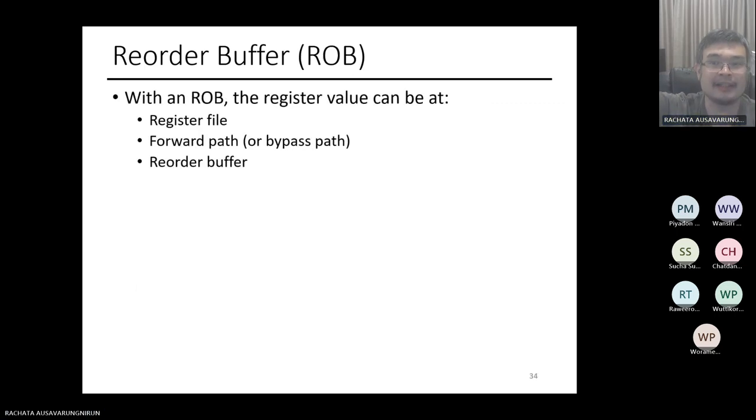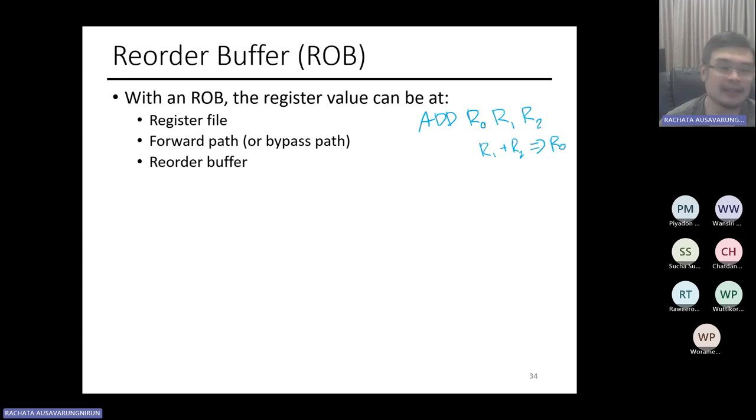All right. So with the reorder buffer and data forwarding and pipelining, now let's say the input to the instruction is add R0, R1, R2, which is basically you want to do R1 plus R2 and write the result into R0. This means that the values of R1 and R2 can be in three locations. The first is the data forwarding part. It can be in the wiring.